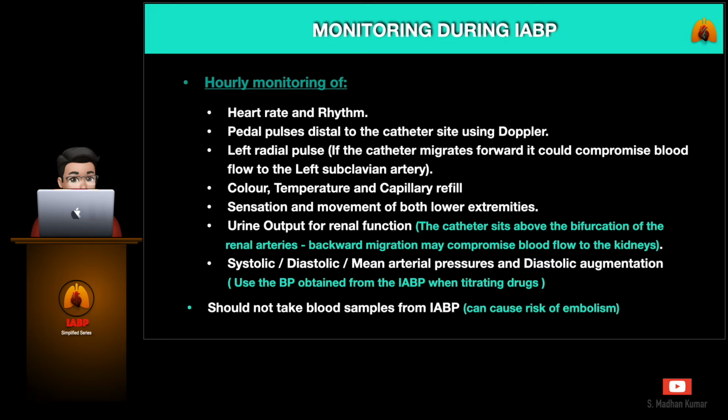there is no compromise to the blood flow of the kidneys, check the urine output for renal function periodically. Systolic, diastolic and mean arterial pressures and diastolic augmentation should be monitored. Use the BP obtained from the IABP while titrating the drugs. Should not take blood samples from the IABP catheter because it can cause risk of embolism.